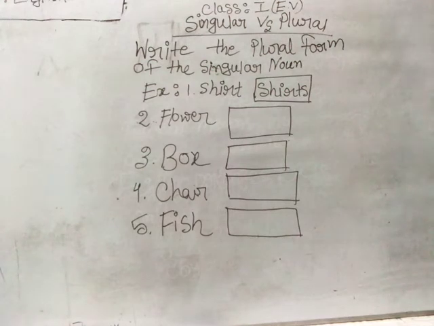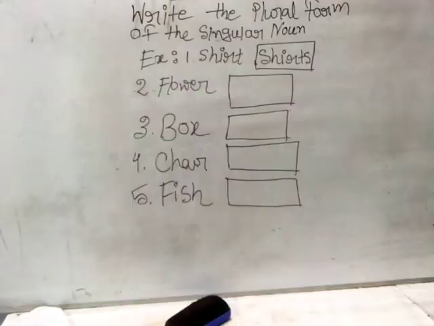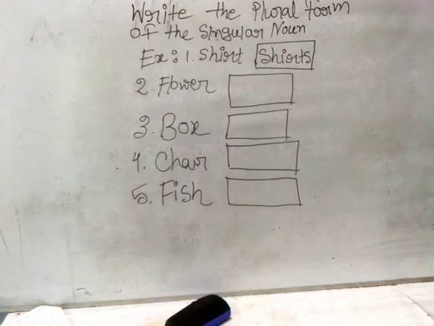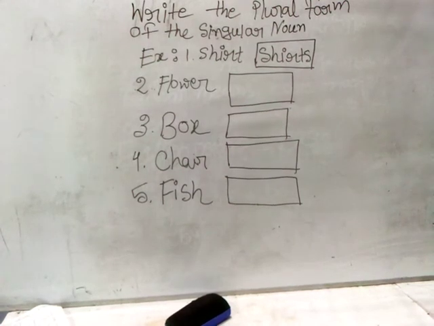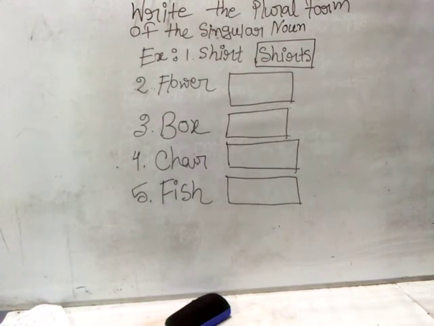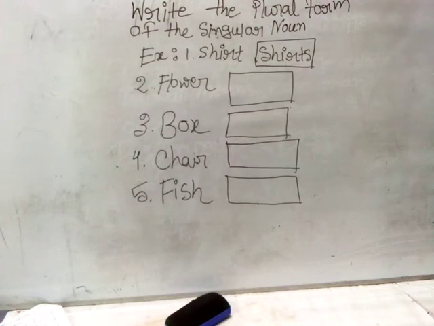That means some of the nouns are given here, the names of different things, and with every noun, just beside the noun, you will have boxes. In the box you have to put the plural form of that noun. Babies, you got it? With every noun you will have a blank box, and in the box you need to write the plural form of that singular noun.